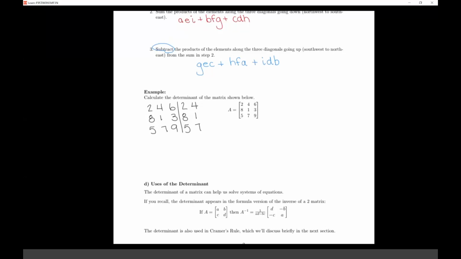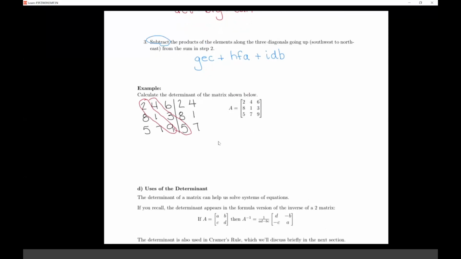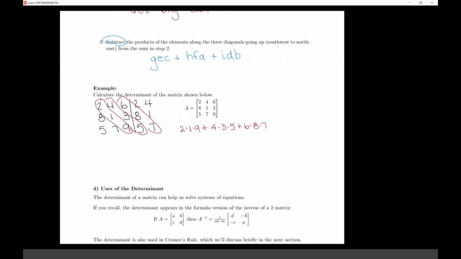Again, for some reason, it's not writing on the screen. Not sure why that is. Okay, there we go. And then 6, 8, 7 is my third diagonal. So I'm going to write those numbers here: 2 times 1 times 9 plus 4 times 3 times 5 plus 6 times 8 times 7. Okay, so those are my downward diagonals.